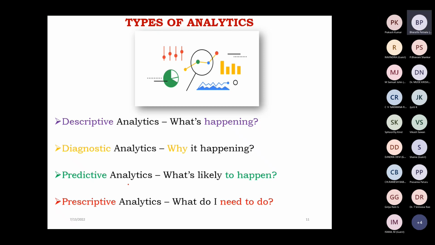In predictive analytics, you know what's likely to happen. And the last one is prescriptive analytics, in which we know what I need to do. So in descriptive we know what's happening, in the diagnostic phase we know why it's happening, in predictive we know what's likely to happen, and finally in prescriptive analytics, what I need to do. Let's see them one by one.